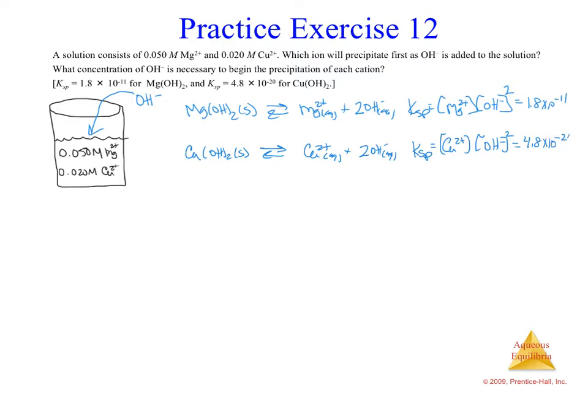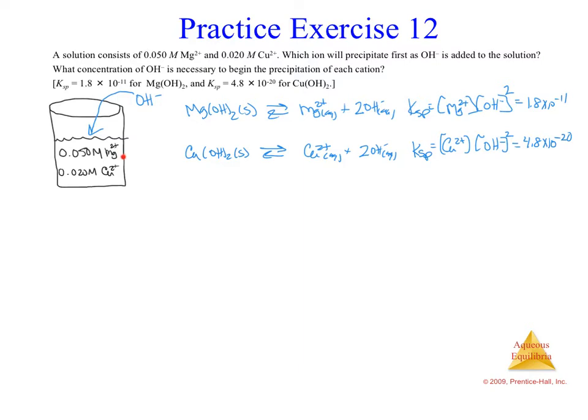So right away I can tell, because this K value is smaller, and the smaller the K value, the less soluble the compound, that copper 2 hydroxide is less soluble than magnesium hydroxide in water. If the two molarities were the same, I would just say copper 2 hydroxide will precipitate first because it's less soluble. However, the copper molarity is smaller than magnesium. So if this is small enough, the magnesium will actually precipitate first. So we're going to have to do the math.